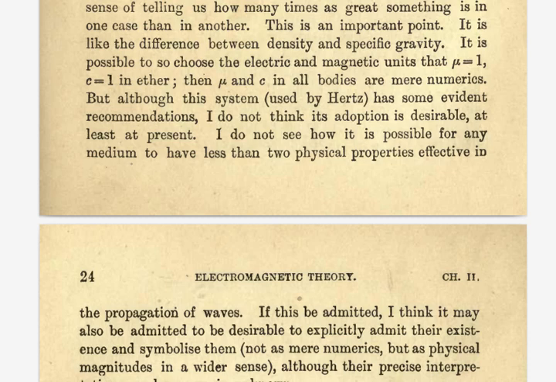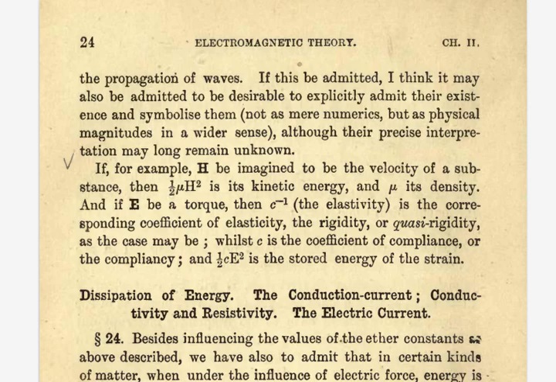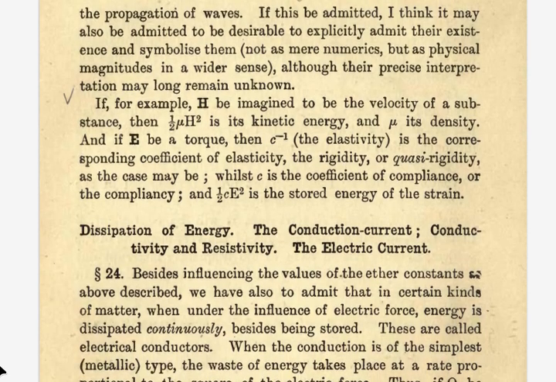If this be admitted, I think it may also be admitted to be desirable to explicitly admit their existence, and symbolize them not as mere numerics, but as physical magnitudes in a wider sense, although their precise interpretation may long remain unknown. If, for example, h be imagined to be the velocity of a substance, then 1/2 mu h squared is its kinetic energy, and mu its density. And if E be a torque, then 1 over c, the elastivity, is the corresponding coefficient of elasticity, the rigidity, or quasi-rigidity, as the case may be, while c is the coefficient of compliance, or the compliancy, and 1/2 c E squared is the stored energy of the strain.